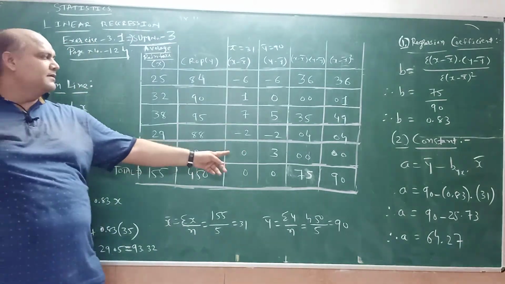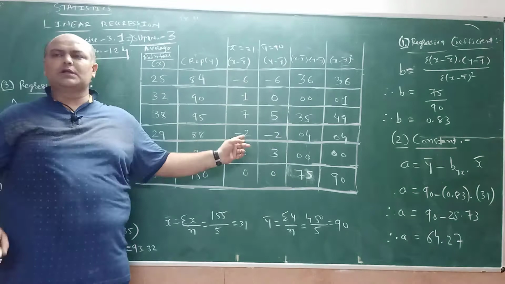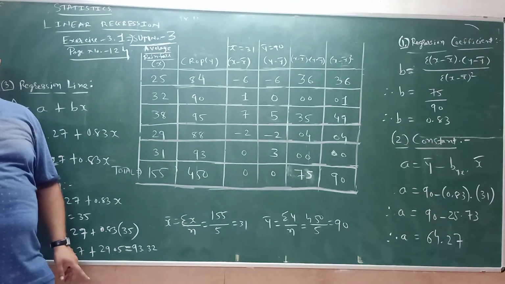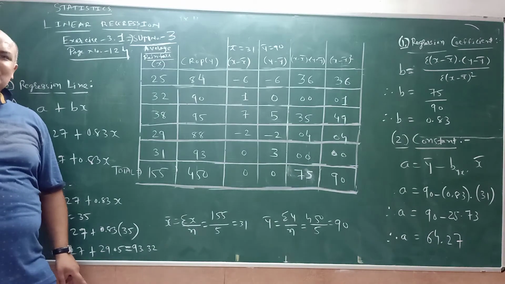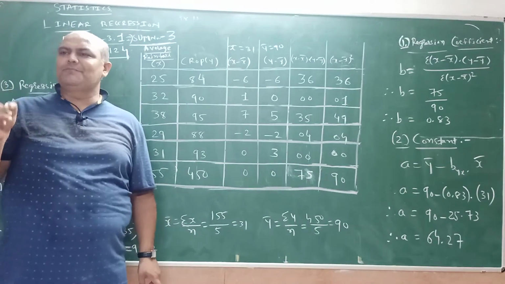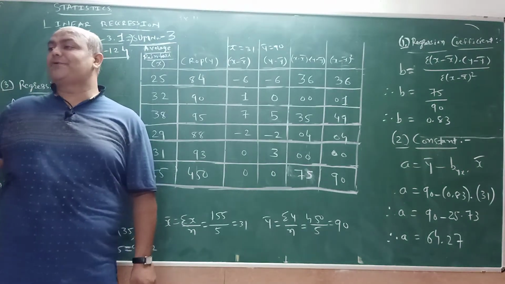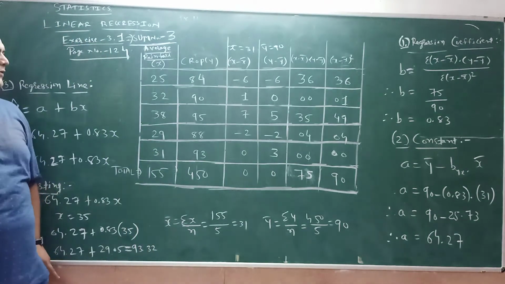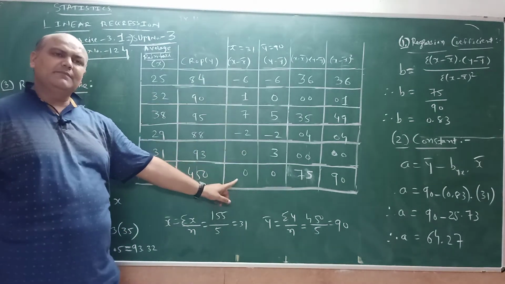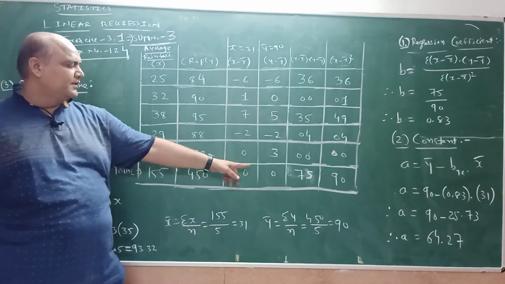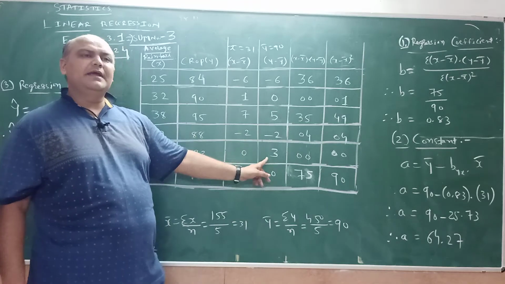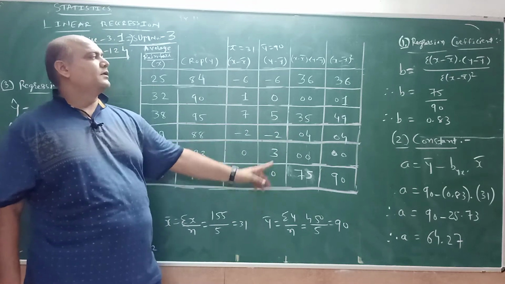31 minus 31, 0. Plus total, minus total, the answer is always 0. X minus x bar total is always 0. Y minus y bar total is also 0. The sum of the deviations taken from the mean is always 0. Minus 6 and minus 2, it is minus 8. 7 plus 1, 8. 8 minus 8, 0. Same way, minus 6 minus 2, minus 8. 5 plus 3, 8. 8 minus 8, 0.